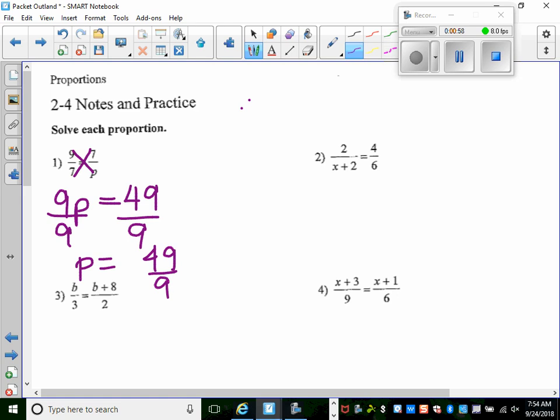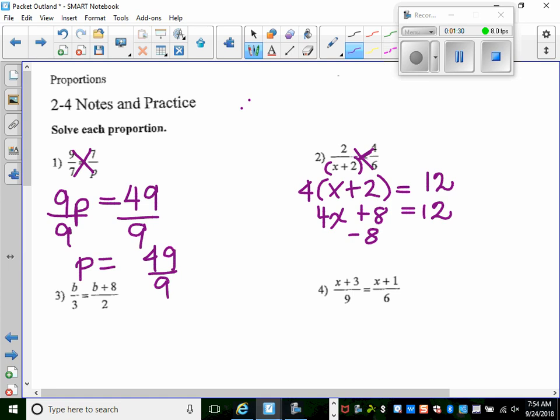Okay. Number 2, when you cross again, and it doesn't matter which way you cross first, I'm going to cross this way. Notice at the bottom there's an x plus 2, so technically it looks like this. So that means you have to multiply 4 times both terms at the bottom. Okay, I'm going to cross the other way. Multiply 2 times 6 is 12. So that's going to give me 4x plus 8 equals 12. And then you just solve it like you would an equation. And x equals 1.